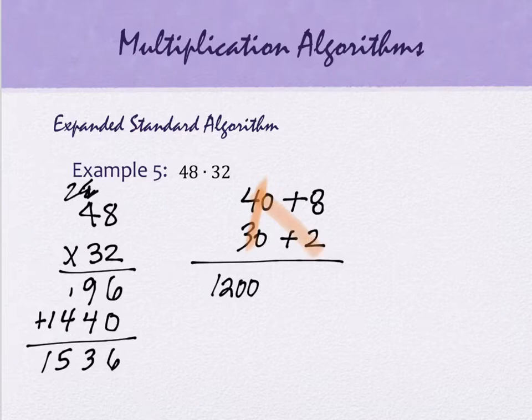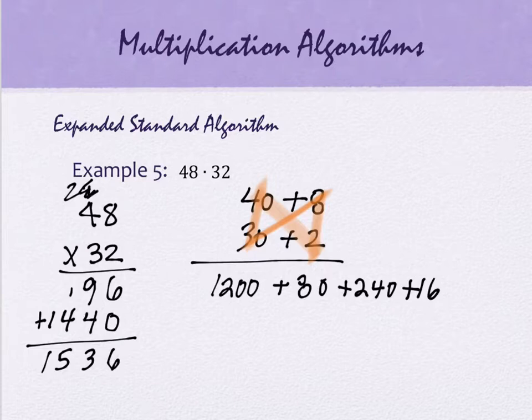I'm going to actually do my 2 diagonals next. So 40 times 2 would give me 80. And 30 times 8 would give me 240. And then the last one that I haven't done so far is the 8 times 2, which gives me 16. So one of the beautiful things about what I just did is that I did all the multiplication in the same step. There was no mixing and addition in the middle of my multiplication, right? That's really helpful for students to isolate what's going on.